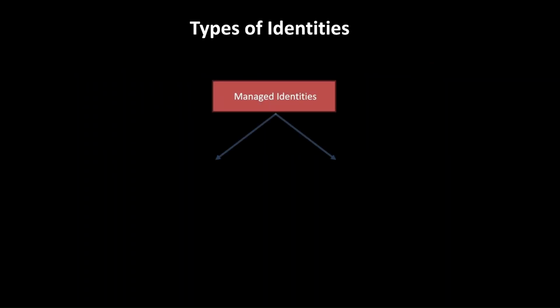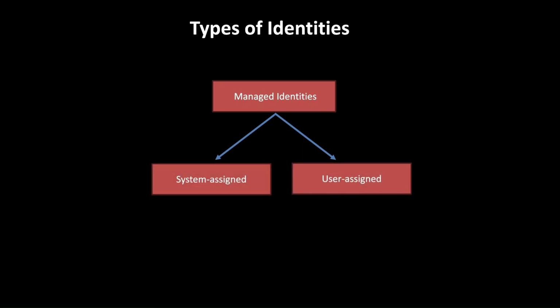Now let's see what the types of identities in Azure are. First is system assigned, second is user assigned. And as the name suggests, system assigned is something which is taken care of by Azure, and user assigned, we as engineers or admins take care of. There is a difference in how both of these identities work and are maintained. Let's see more.